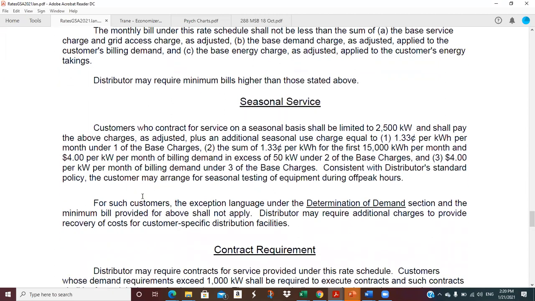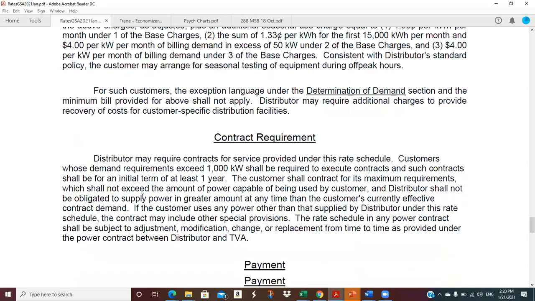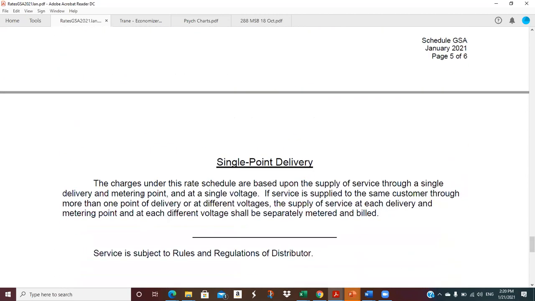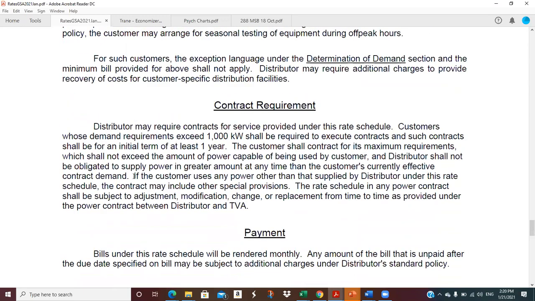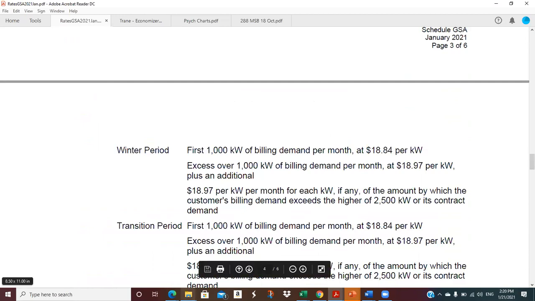I'm not going to fight my way through all that, but anyway, payment, they want your money, single point of delivery. So anyway, that's pretty good. You can go back and read over that. I will too, but I don't want to fight through it right now.